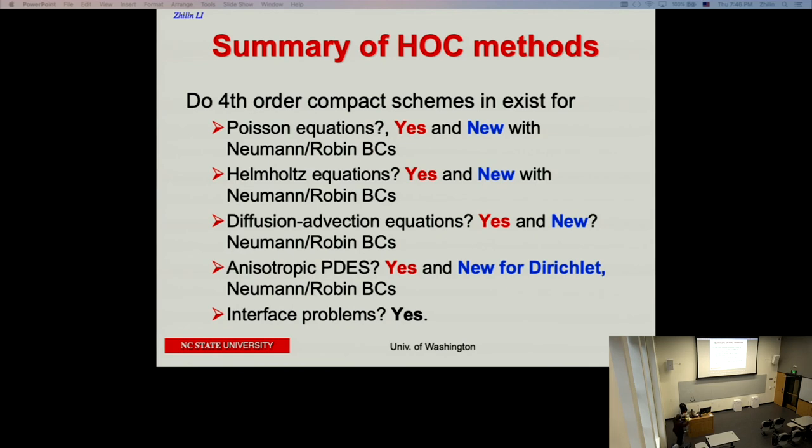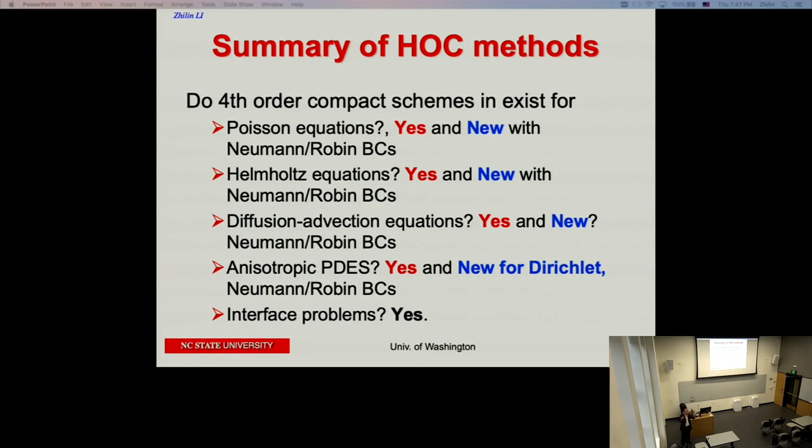Yes or no. So in general, right now, all the answers are yes. So we have a fourth order with Poisson and all the boundary conditions. And for the Helmholtz equation, also yes. And for the diffusion advection equation, yes. But for the diffusion and advection equation, we suppose the coefficient is a constant. Why is that? Anybody can answer? So I said my method is good for constant coefficients. Anybody have an answer for that?